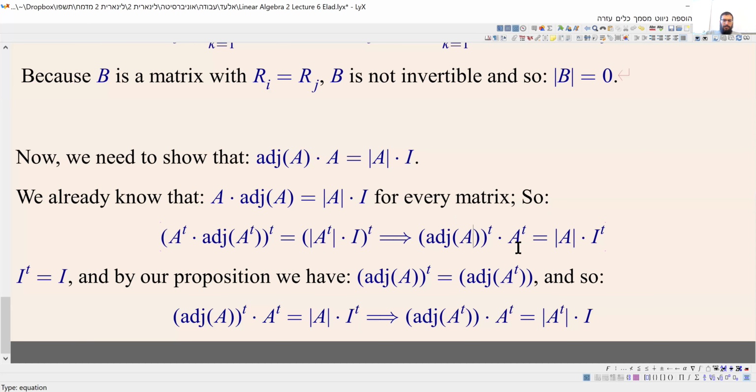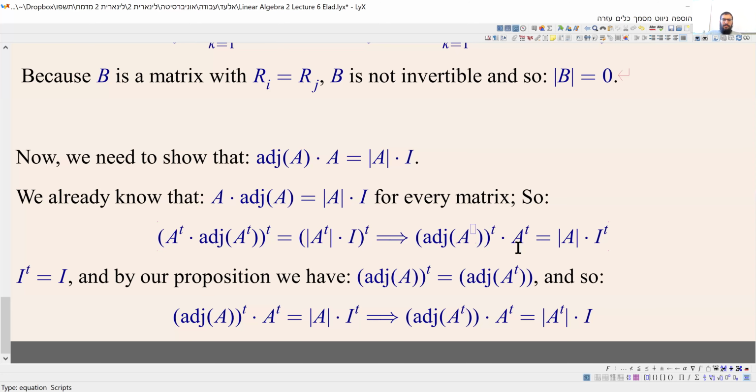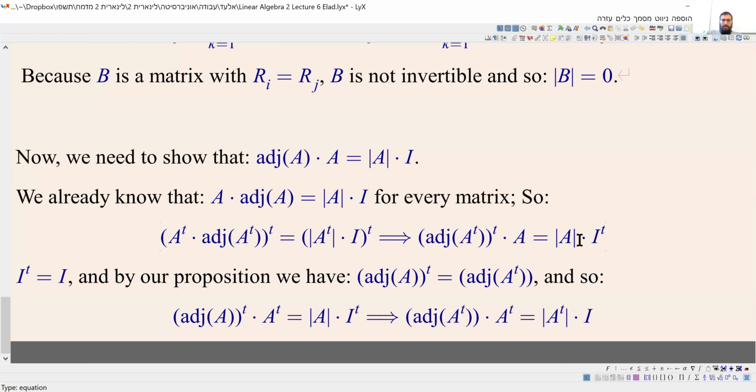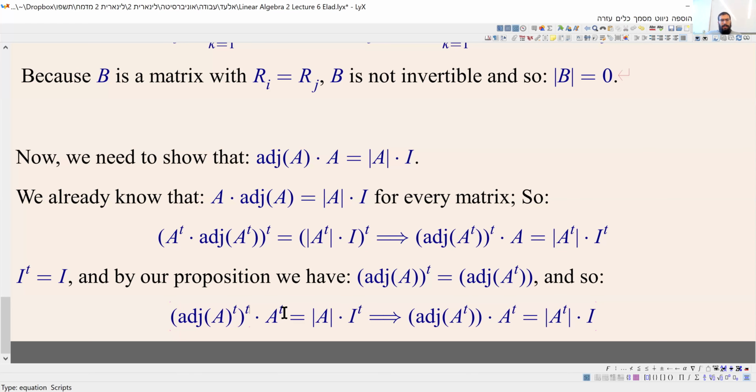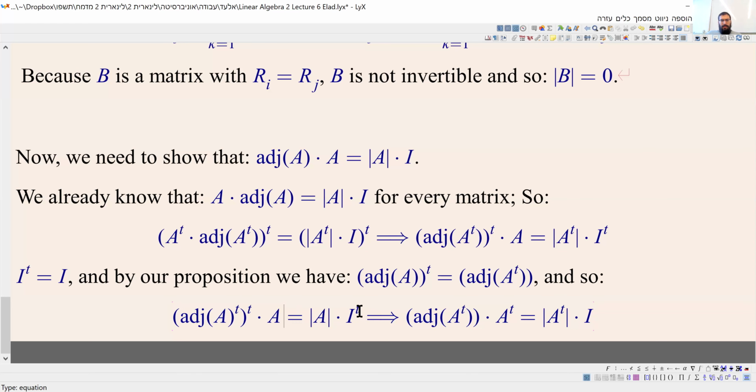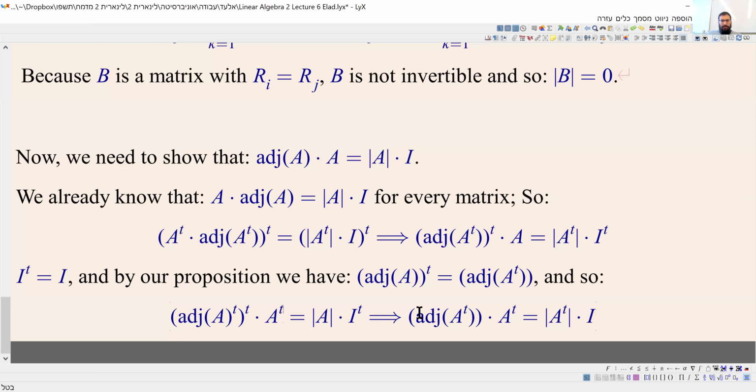So it's A transpose with two transposes, which is zero, and A transpose. And presently we have the adjugate of A transpose. So we have transpose. Now the transposes are just canceling each other. See, well, so we got what we want.